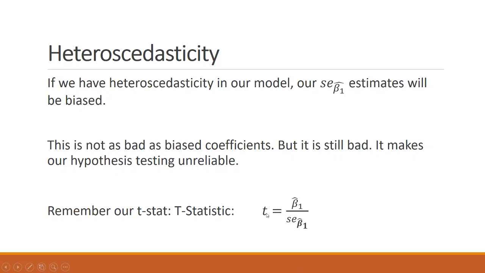If our t-statistic is too big, that means we have a greater chance of committing a type 1 error. That means we reject the null hypothesis when in fact the null hypothesis is true. If our t-statistic is too small, that increases the chances of a type 2 error. That's where we fail to reject the null hypothesis when the null hypothesis is false. So we don't want biased estimates of the standard error, because that will mess up our hypothesis testing.